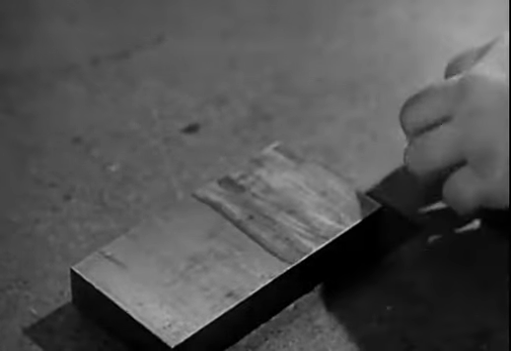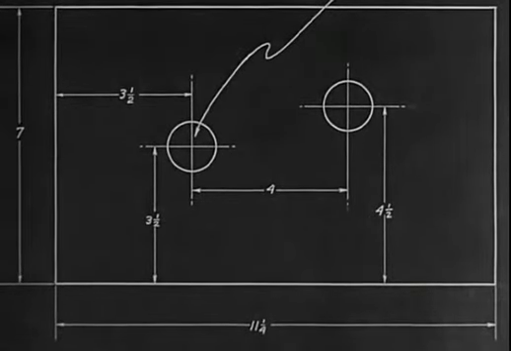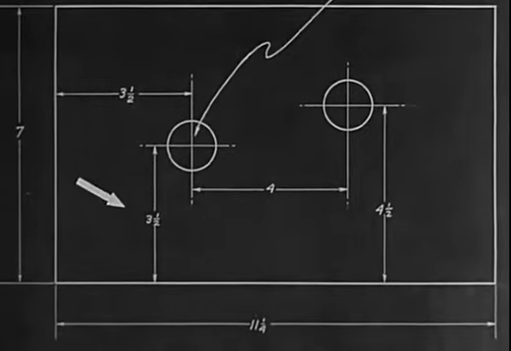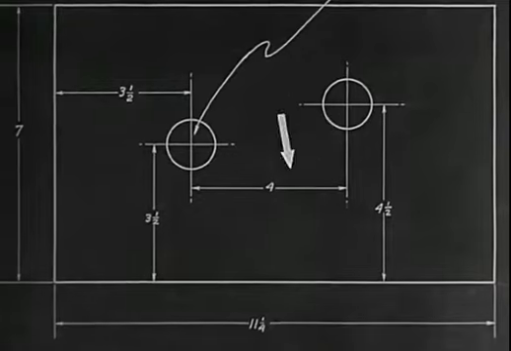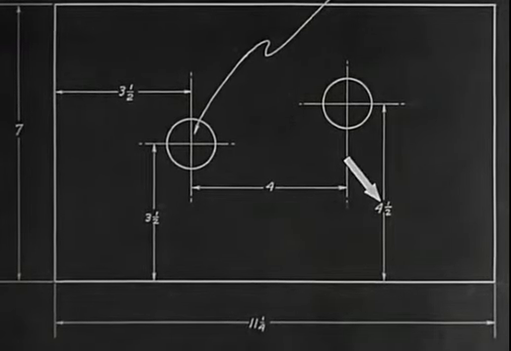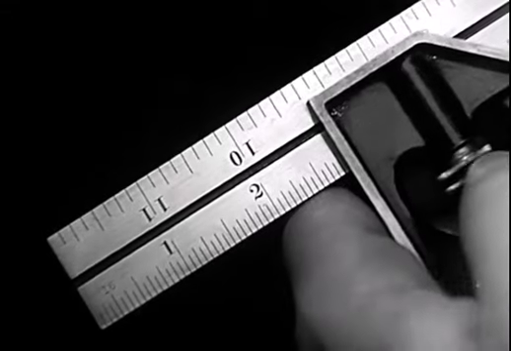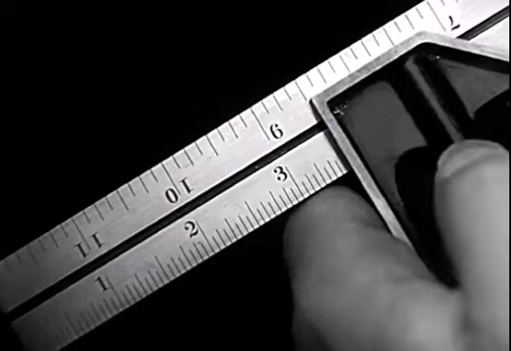A drawing shows a plate in which two holes are to be drilled. One hole is to be 3½ inches from one edge and 3½ inches from the other edge. The second hole is to be 4 inches from the first hole and 4½ inches from the edge. The rule is set for the center lines for the first hole, 3½ inches from the edge as specified by the drawing.